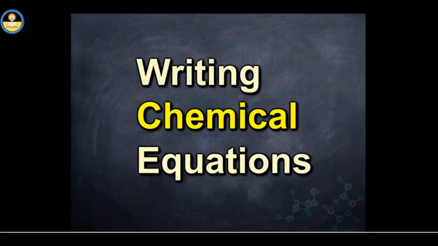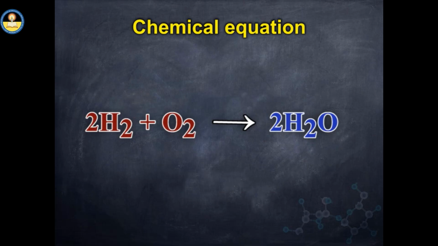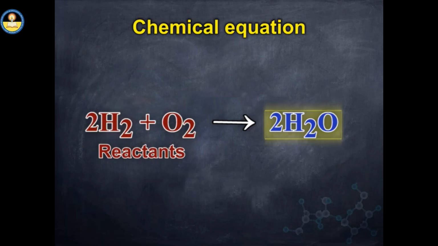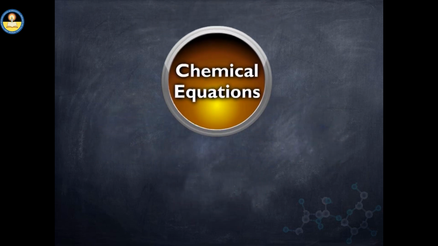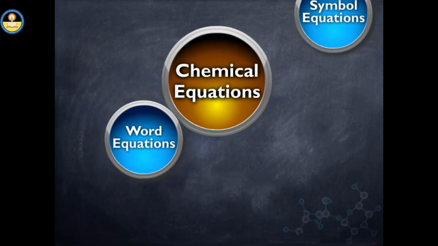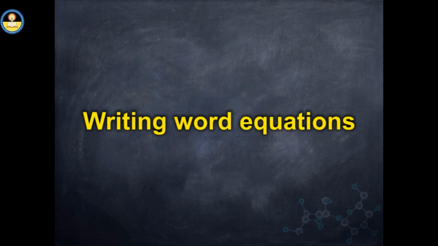Writing chemical equations. A chemical equation links together the substances which react, that is, reactants, with the new substances that are formed, that is, the products. Chemical equations are of two types: word equations and symbol equations. Let us learn about writing word equations.